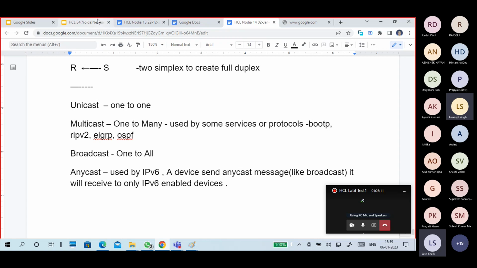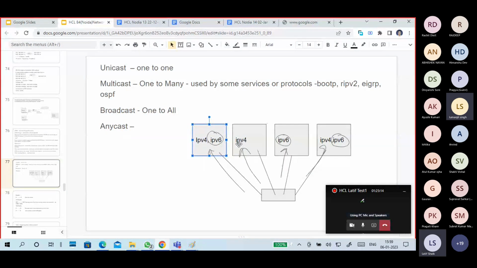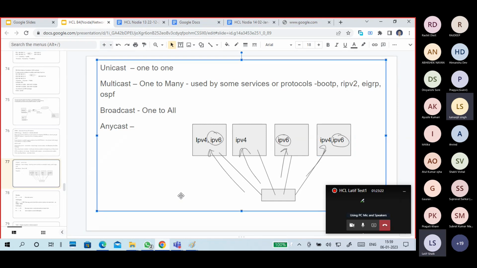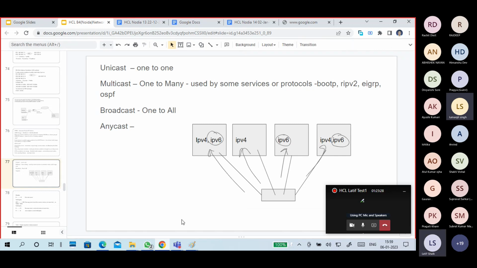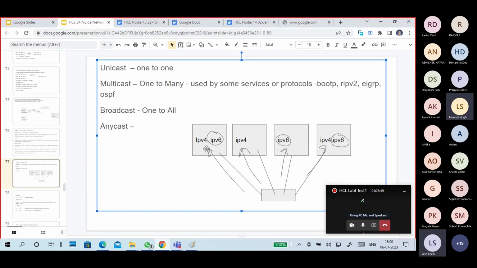So here I put one diagram. Someone asked, what is IPv6? IPv4, IPv6, both are IP addresses, different versions. IPv4 is version 4, IPv6 is version 6. That's it. I will tell when we go to IP addresses. Someone didn't understand Anycast.